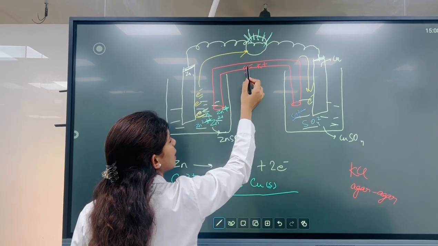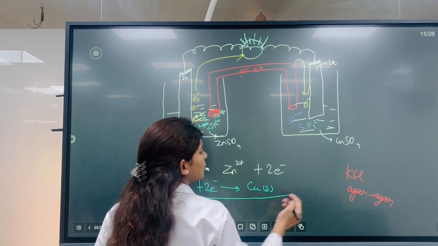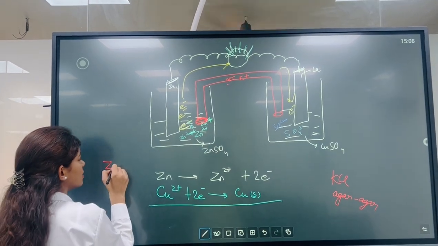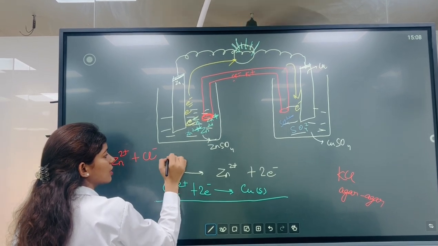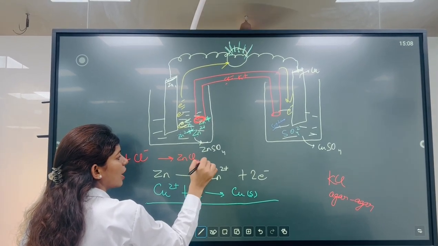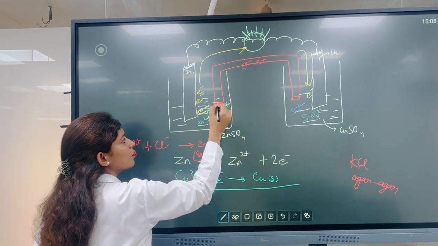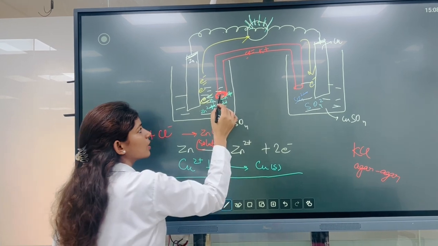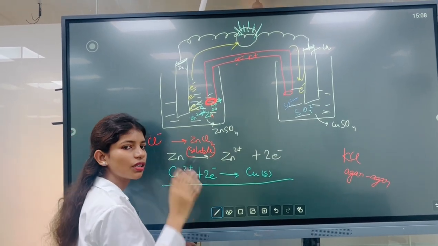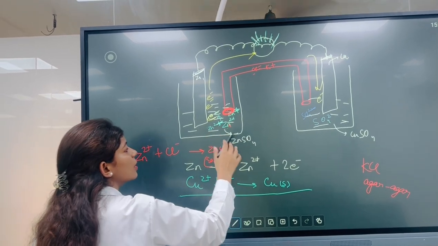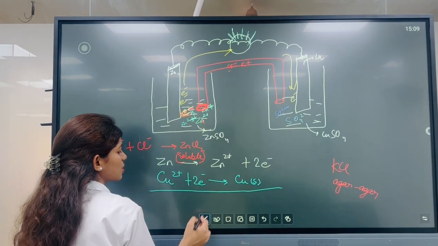This Cl- ion, at this part, will bind with the zinc ions, Zn2+ and the Cl- ions. It will form ZnCl2, which is soluble in water. So this porous plug is here, in which the Cl- ion will bind with this Zn2+ ion, and now there will be no electrostatic interaction with these electrons.